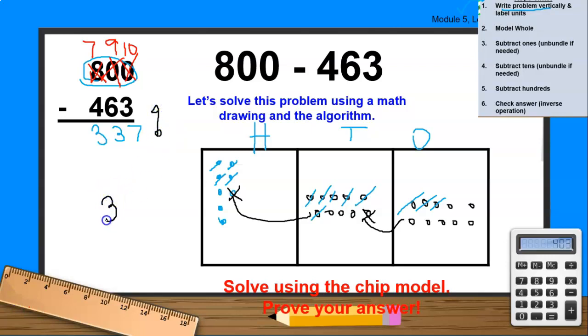That means I add 337 plus 463. And we solve. We know that 7 plus 3 equals 10. So a 0 goes in the ones place and the 1 goes in the tens place. 1 plus 3 is 4. 4 plus 6 is 10. A 0 goes in the tens place and the 1 goes in the hundreds. 1 plus 3 is 4. 4 plus 4 is 8. Oh my goodness, we got this correct, boys and girls.